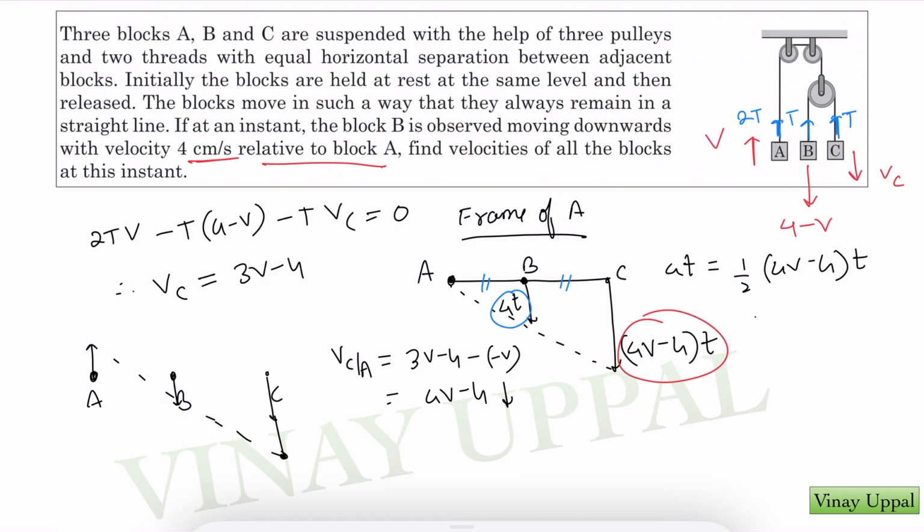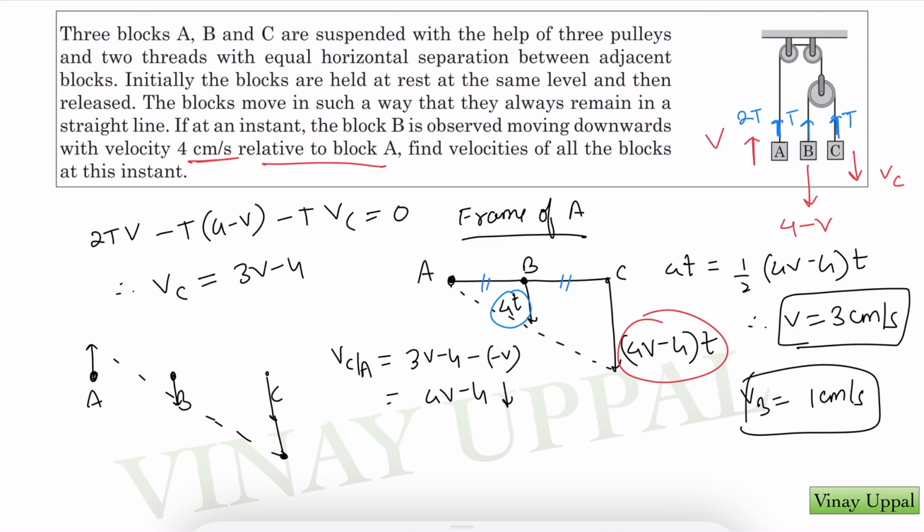So therefore I'll get V as 3 cm per second, and that is the velocity of A. And once you have the velocity of A, velocity of B is 4 minus V. So velocity of B would be 1 cm per second, and velocity of C is 3v minus 4. So velocity of C would be 5 cm per second. So that's your answer.